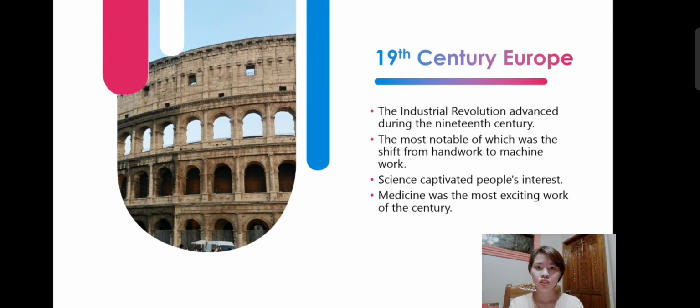During the 19th century, science became the primary concern of the majority of people. Science captivated people's interest. Medicine was the most exciting work of the century.